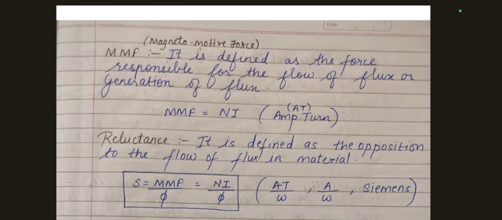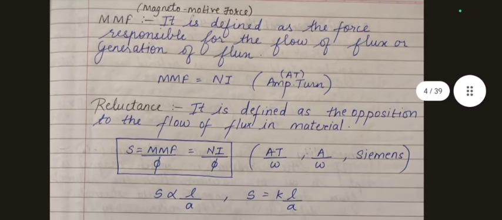So remember how we define MMF. It is defined as the force responsible for the flow of flux, or we can say generation of flux. Generation of flux is not that precise if we know the further topics, but it's okay, just remember the definition. It is the force responsible for flow of flux or generation of flux.